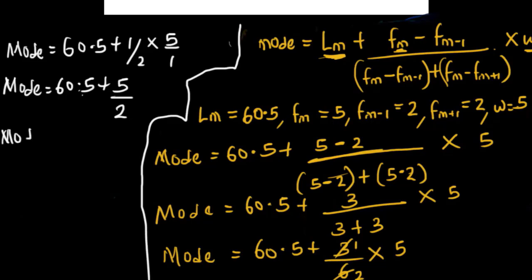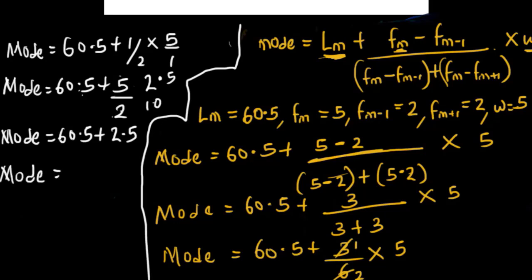So we should be having mode equals 60.5 plus 5 divided by 2, remainder 1. So if I add a point here, 10 is 5. So 5 over 2 is 2.5. So we have 60.5 plus 2.5. Then mode equals 60.5 plus 2.5 will give us 63. Now this is our mode.